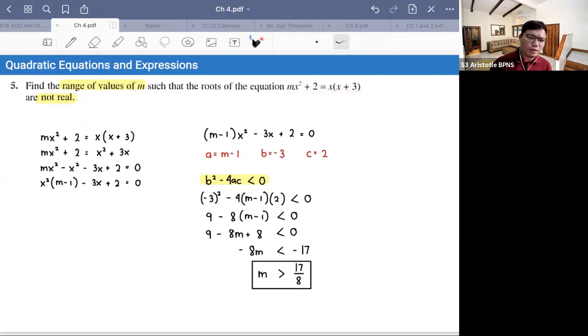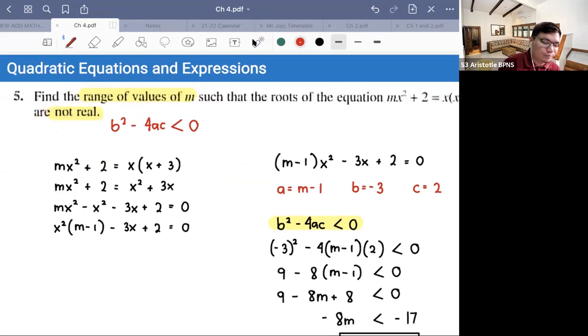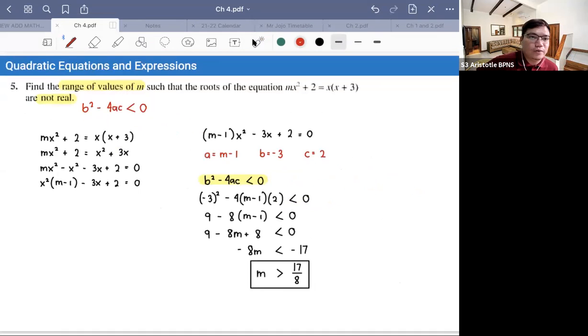So again, what are your keywords here? Range of values, that means it's an inequality, right? And then what does it mean when your roots are not real? If your roots are not real, that means your discriminant, b squared minus 4ac, is less than 0. That's what it means. If the roots are not real, your discriminant is less than 0. So it's an inequality.